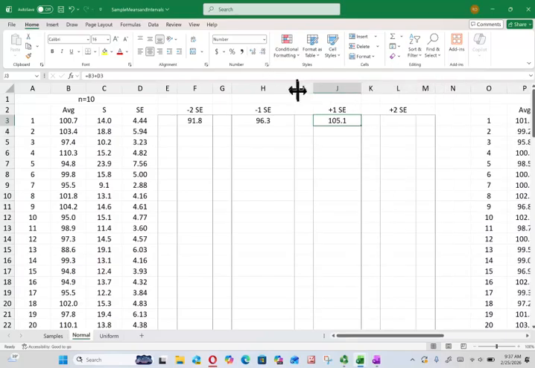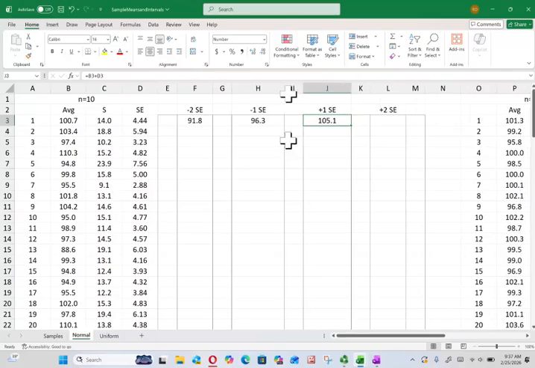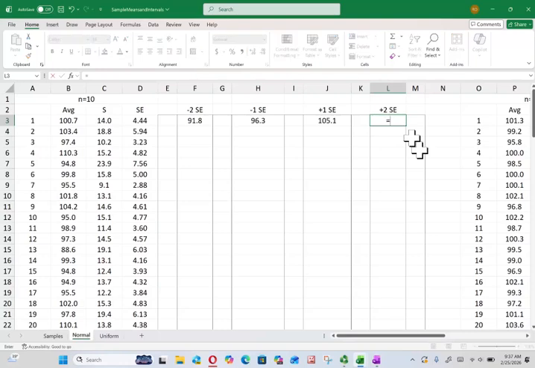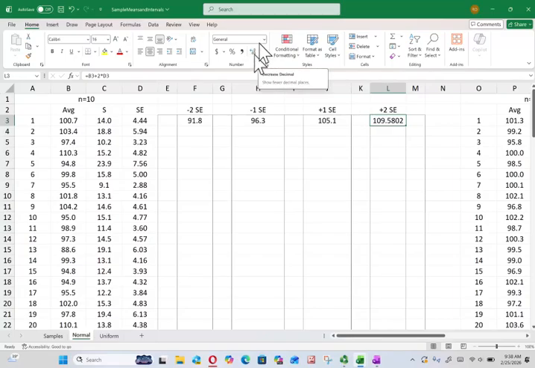And I'm going to make the columns smaller. They got big when all those decimals came out. Just adjust the width. And then do 2 standard errors equals 100.7 plus 2 times standard error. So there is 1 down, 2 down, 1 up, and 2 up.